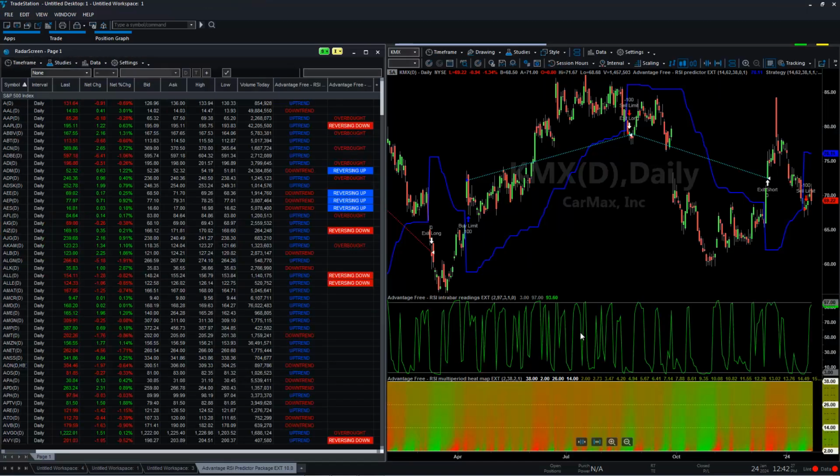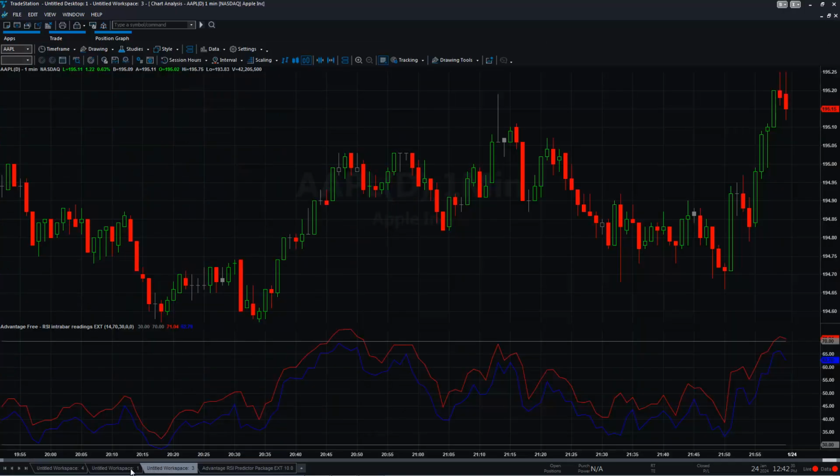The RSI Intraday Readings are right here, but we'll explore using a 1 minute chart. So the RSI Intraday reading, unlike the regular RSI, which gives only end of bar data, this indicator breaks down RSI readings within each bar. It is designed for traders who want to monitor the RSI behavior and react to changes as they happen during the trading day, or in our case, even a single minute.